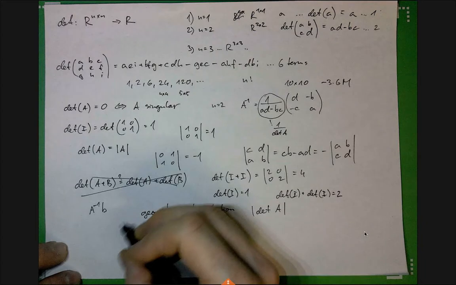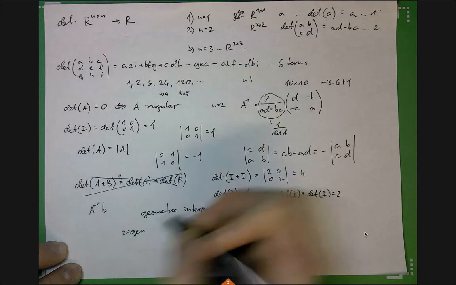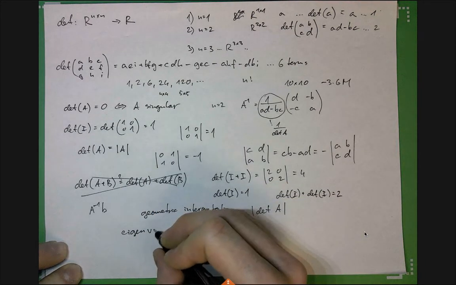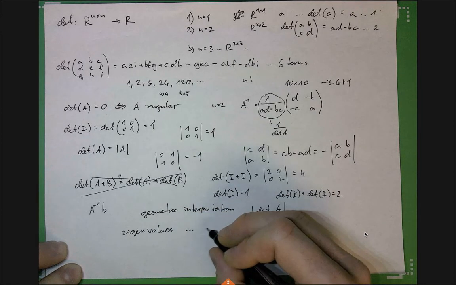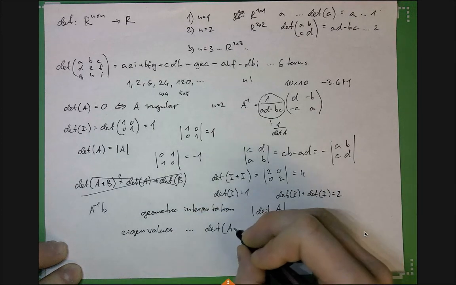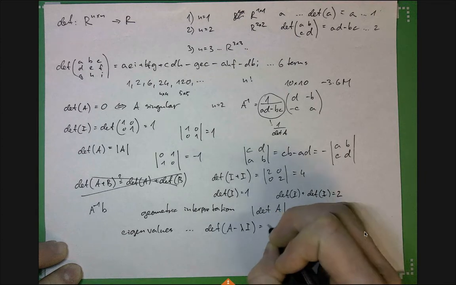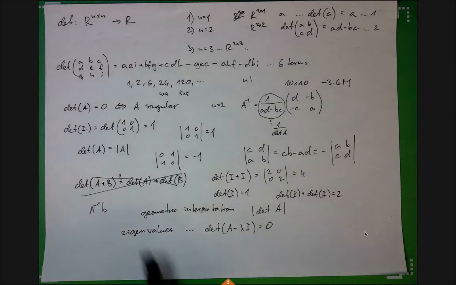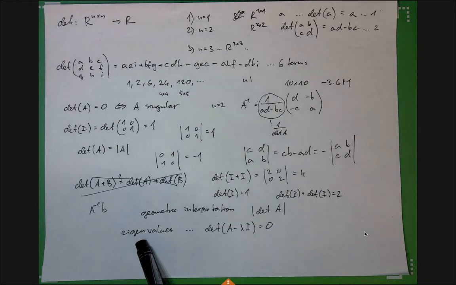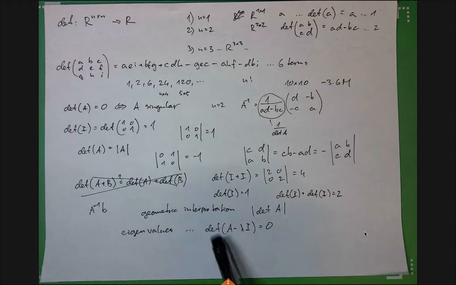And probably the coolest linear algebraic application is eigenvalues. It turns out that the eigenvalues of a matrix will be the values lambda such that, in the equation A minus lambda I, the determinant is 0. So this is how we will get to eigenvalues eventually. But first we need to understand what the determinant is, because eigenvalues are really defined through a determinant.